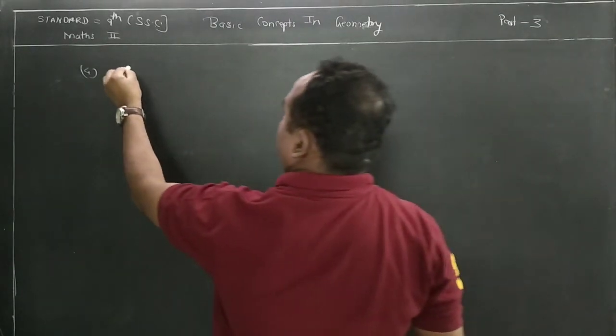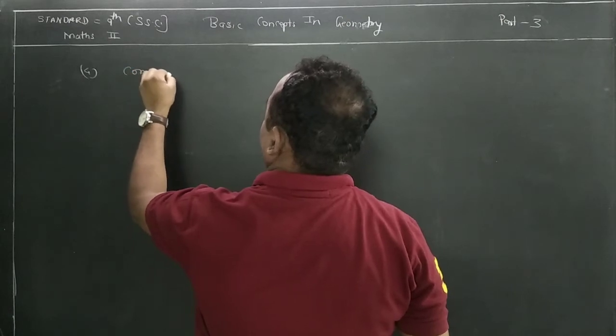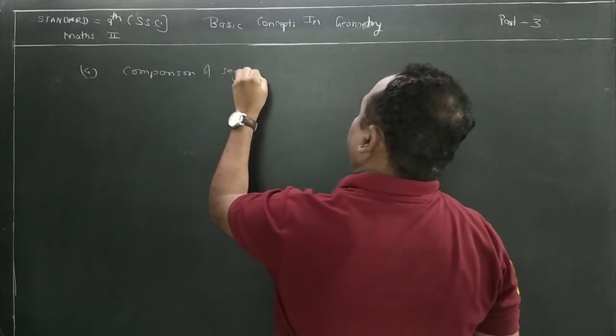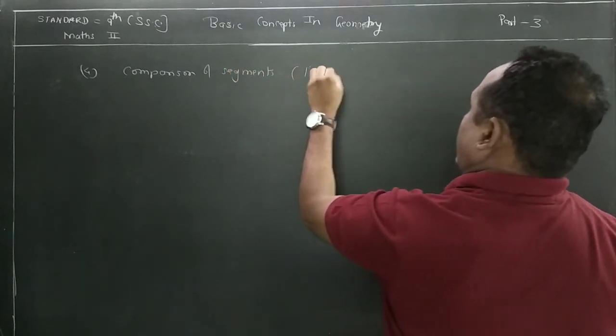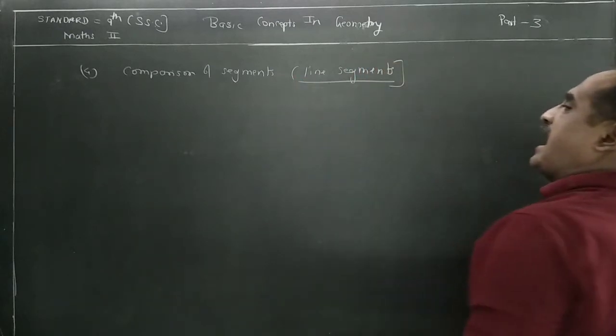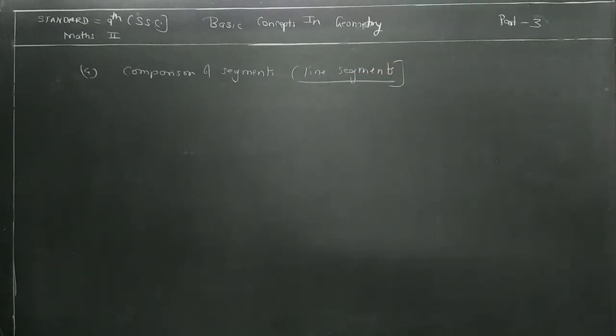Comparison of segments. Segments means line segments. Okay, what is the meaning of comparison? We do comparison between two students, meaning who has more marks and who has fewer marks, or between two brothers, whose age is bigger and whose age is smaller. Same thing is that comparison means which segment is bigger and which segment is smaller.